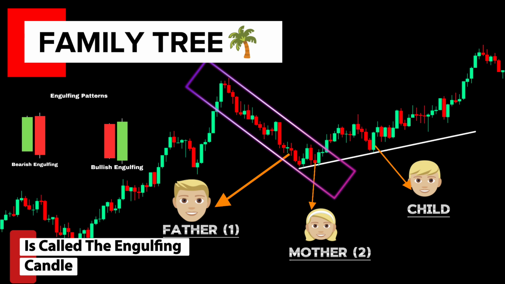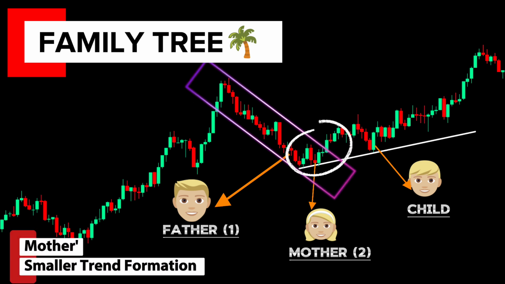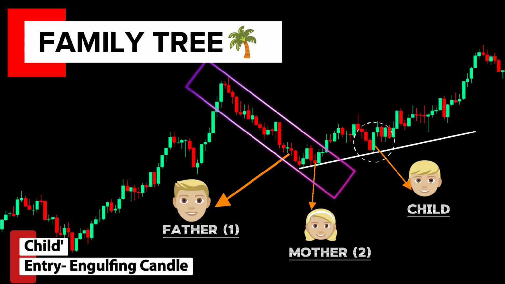So what makes up this family? First, we have the father, which is the overall trend retracement. Then the mother, which is the smaller trend formation inside the retracement. And then we have the child, the engulfing candle, which is our entry for this signal. And with that, we have a complete family for our trade. This is a complete setup.